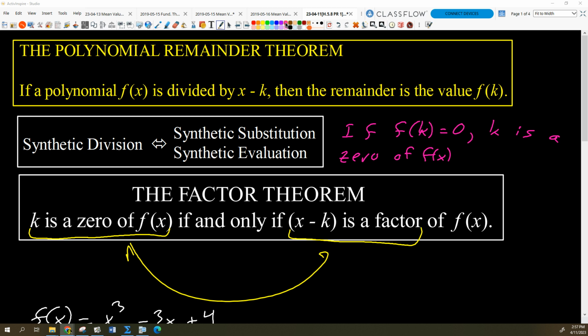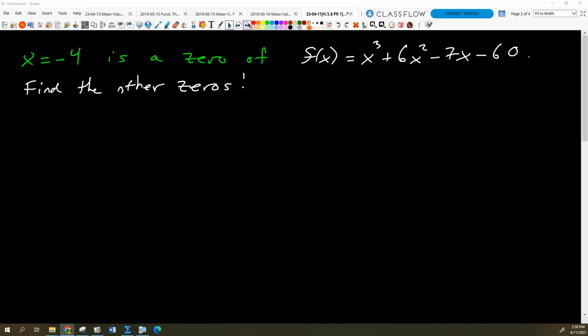That's what we mean by 0. And if k is a 0 of f of x, then x minus k must be a factor, which we knew because it divided in evenly with no remainder. Everybody see that? It just all goes together, doesn't it? Okay, so let's look at an example here.